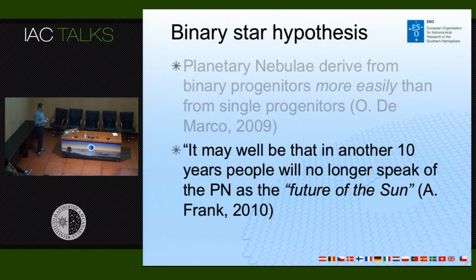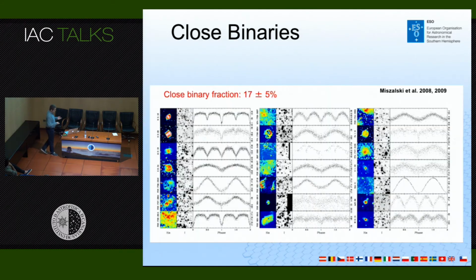Okay, so, but are there those close binaries? I mean, do we see them? Because it's nice to have this theory, of course, but do we see those close binaries which are the result of this common envelope inside planetary nebula? And the answer is yes, we do. We knew about 15 or so before 2008.